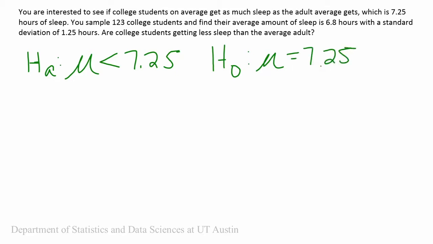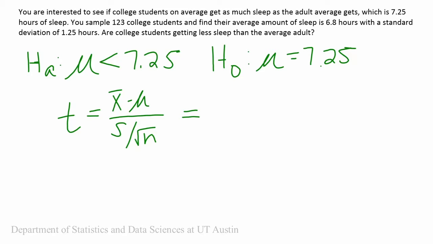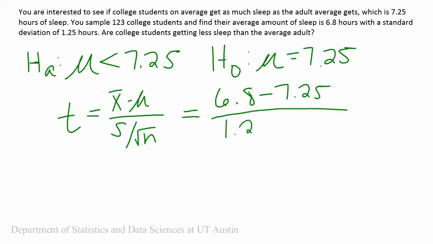Our t-statistic calculation is t equals x bar minus mu over s divided by the square root of n. Filling this in, x bar is our sample mean, here 6.8. Mu is the null hypothesized value, or the value from our null hypothesis, which is 7.25 hours. S is our standard deviation of 1.25 hours. And our n is our sample size, which is 123. Typing this into your calculator, we get that our t-statistic is negative 3.99.